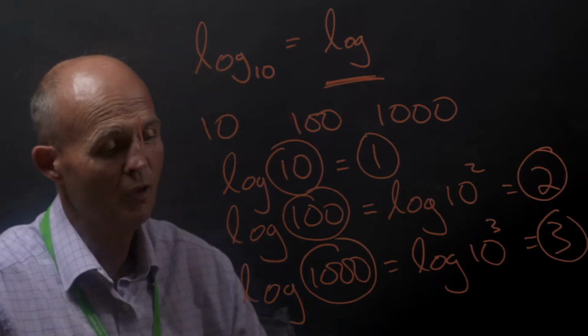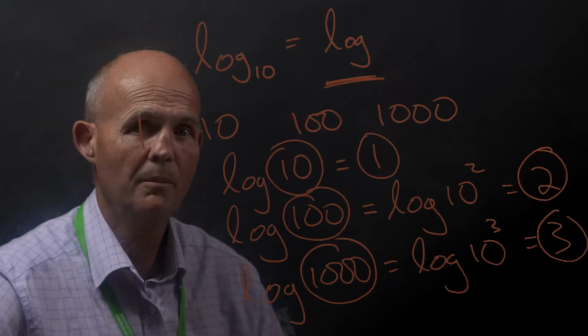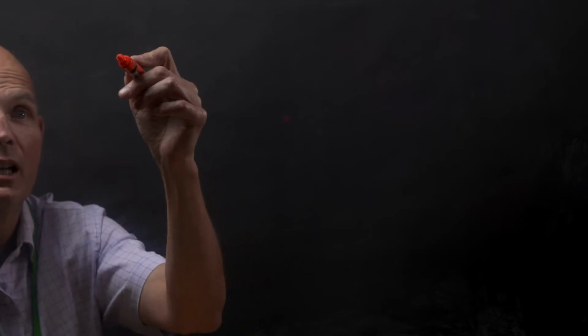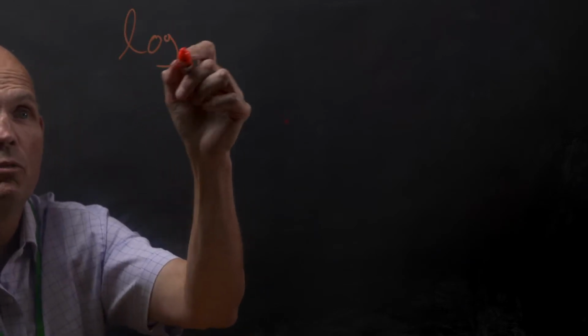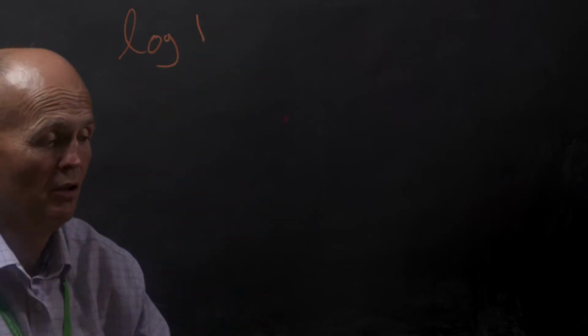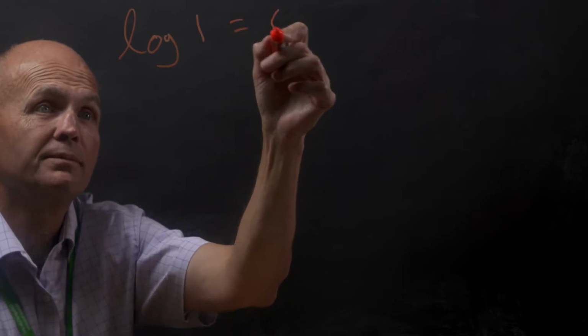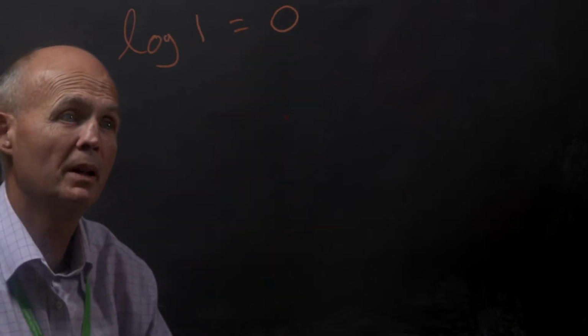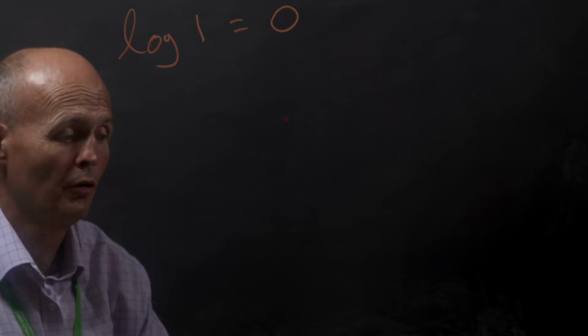Right, okay, we're going to move on to the rules of logs now. So this will be the next section. To start off with, one basic rule is what the log of 1 is. The log of 1 is always going to be 0. Now that's an important rule to remember throughout the course.